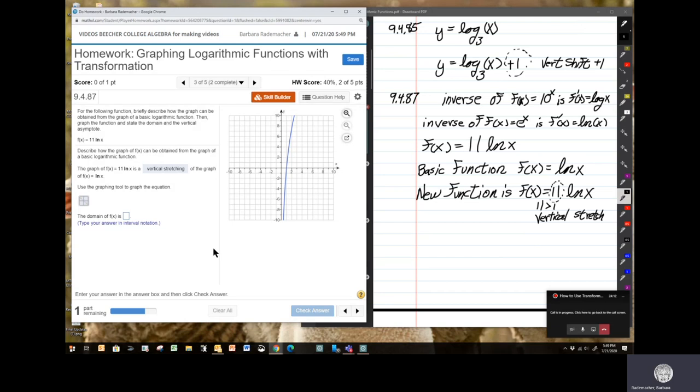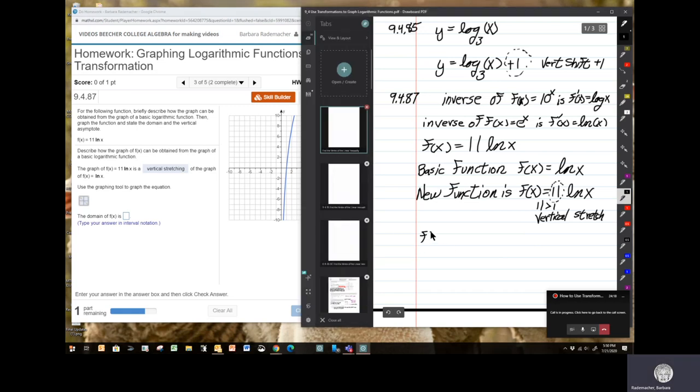Now, how do I know the base is e? Before we go on, let's look at this. f of x equals the ln of x is just another way of writing f of x equals log base e of x.